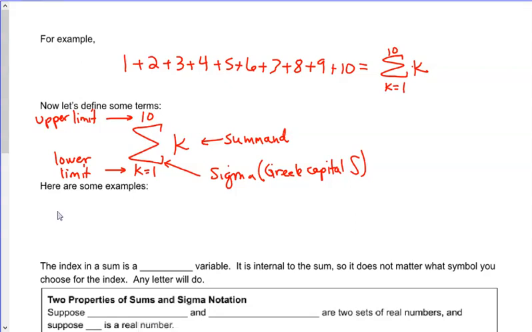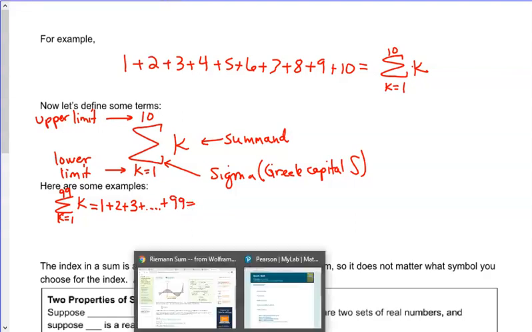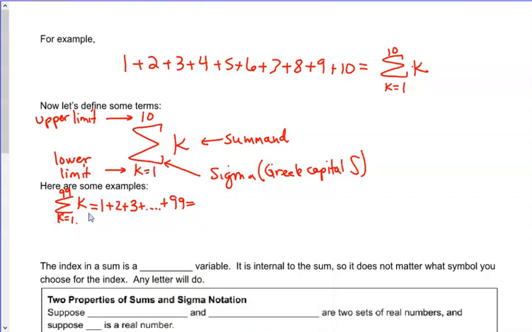Here's some examples. What if I want to sum from k equals 1 to 99 of k? Well, what does that mean? Sigma of k equal 1 to 99 of k means I'm going to plug 1 in for k, then I'm going to plug 2 in, 3 in, 4 in. So what I'm really doing is now adding the first 99 positive integers. Now, obviously, I don't want to write from 1 to 99 all the way out, so we mathematically condense that down to a nice notation. That is going to be 4950.